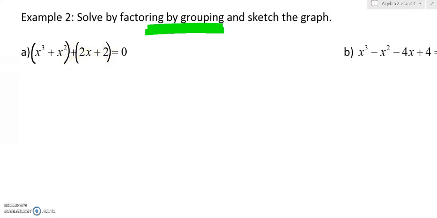Take the second two, group them together. Look at my yellow piece. Out of my yellow piece, I'm looking for a GCF. I take out an x squared. I'm going to be left with x plus 1 on the inside.